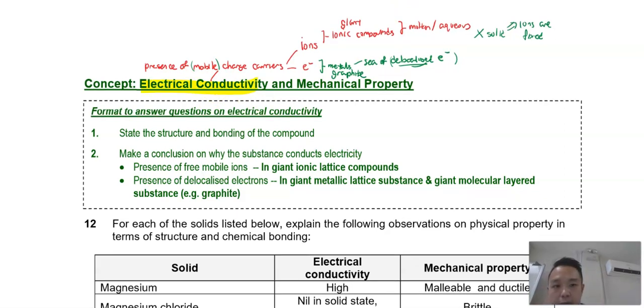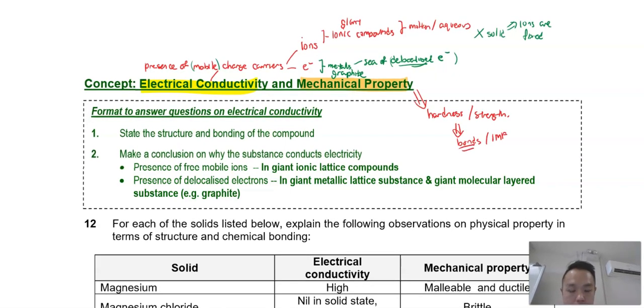We move on to explain for mechanical property. So for generally mechanical property, we often look at the hardness. Alright, whether the compound is hard or soft. We also look at whether it's malleable or brittle or ductile. Some of the mechanical properties, the strength of the materials. Okay, so generally we look at what affects these properties. We look at the bonds and the IMF. Alright, if the bonds are strong, generally they'll be hard. Okay, if the IMFs are weak, then the compound will be soft.